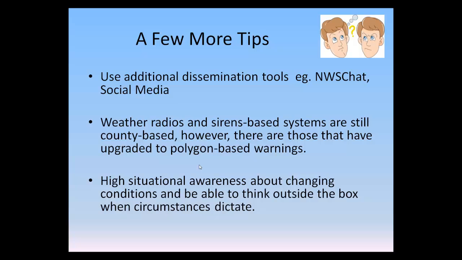Finally, in any weather situation, maintain a high situational awareness about any changing conditions. Again, if you have an unprecedented situation where you have a bow echo with 70, 80, or even higher miles per hour wind, then you want to be able to combat that with those kind of warnings. Unprecedented situations may equal unprecedented warnings. So just keep that in mind. If you do these things, you will be successful.